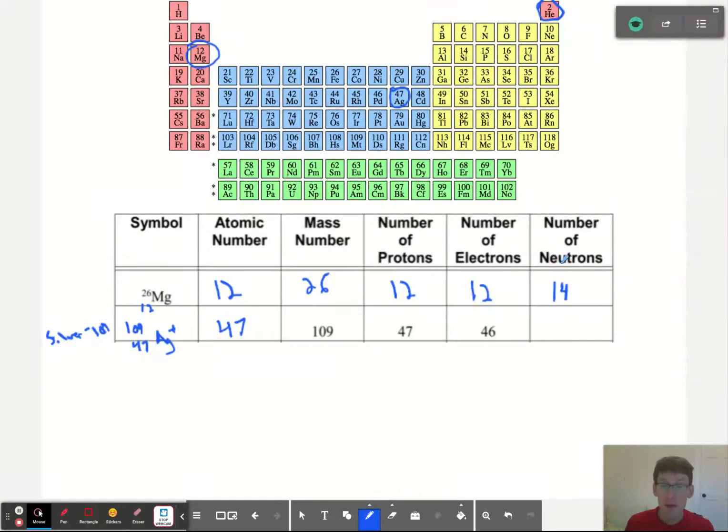Now, the number of neutrons is just going to be that difference. 109 minus 47 gives us 62 neutrons, and there we go.